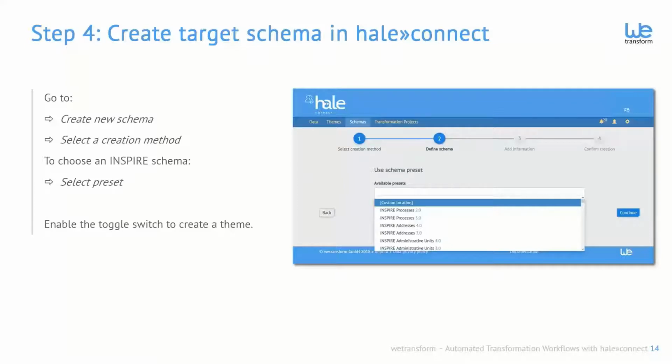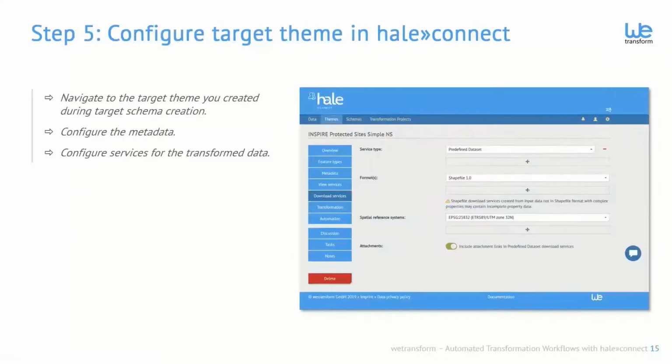Again, we'll enable the toggle to create a theme based on our schema. And then we'll configure our target theme in Hale Connect. So when you're publishing Inspire data, you may have to pay more attention to your metadata. Here you can configure your Inspire metadata, and you configure how you want to publish your data. So you can configure your view services and your download services. So for download services, you can choose, for example, if you want a WFS or an Atom feed or both, which CRSs you'd like them served in, etc. There's several options we can go over there also in a moment when I show you how that works.